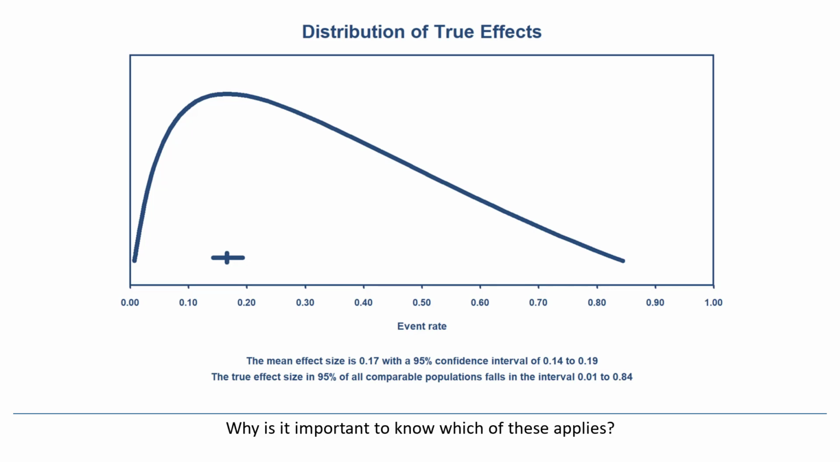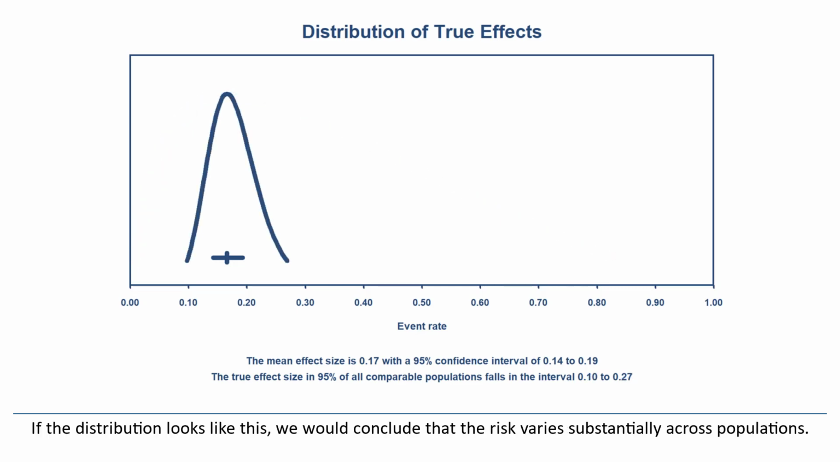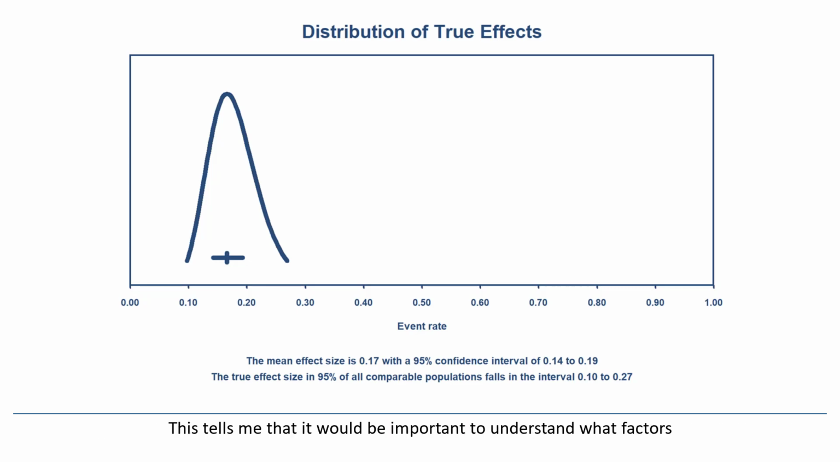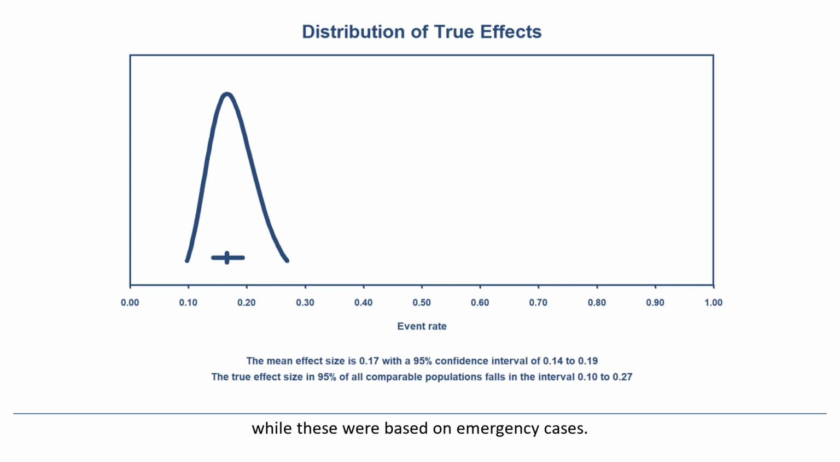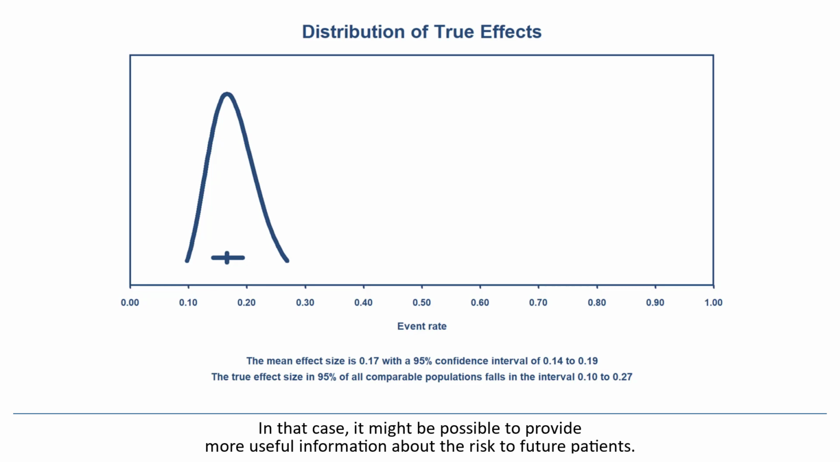Why is it important to know which of these applies? Well, if the distribution looks like this, we would conclude that the risk varies substantially across populations. This tells me that it would be important to understand what factors are associated with these studies over here and with these studies over here. For example, suppose it turns out that these studies were based on patients where the surgery was elective, while these were based on emergency cases. In that case, it might be possible to provide more useful information about the risk to future patients.